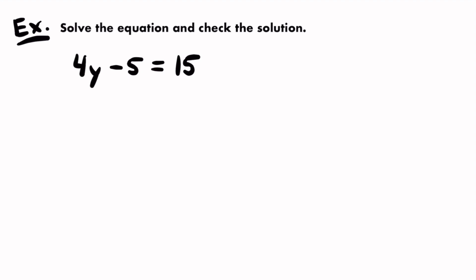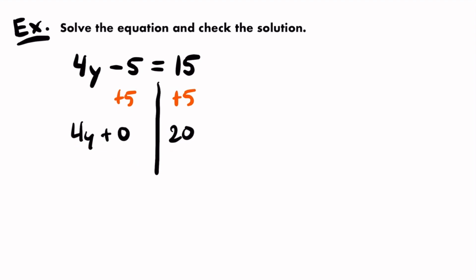So what we want to do is add the opposite of the constant being added to that term. In this case, we have negative 5, and so we want to add positive 5 to both sides of the equation. If we do that here, we're going to add 5 to both sides. Negative 5 plus 5 is 0, so we get 4y plus 0 on this side, and then 15 plus 5 is 20. Then 4y plus 0 is just 4y, so we have 4y on one side and 20 on the other.